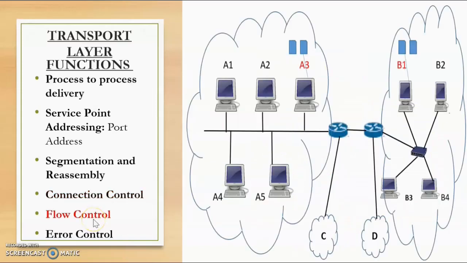Next functionality is flow control. Now flow control is concerned with the speed of data transmission. Now say for example, the sender is sending the data very fast and receiver is very slow at receiving the data. So in that case, receiver may be overflowing with messages and may even discard some of the data. Hence, to avoid this problem, flow control mechanisms are used.